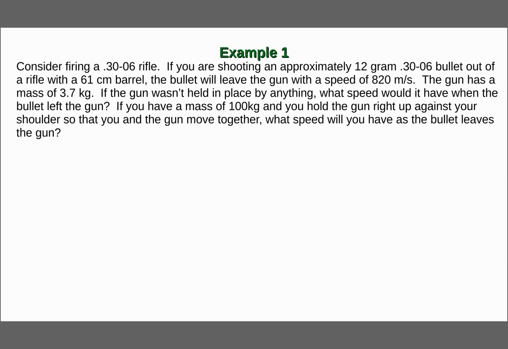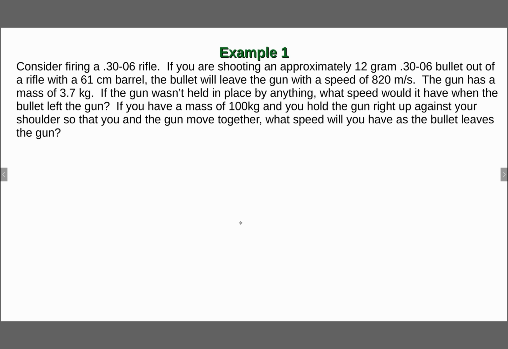Consider firing a 30-06 rifle. If you're shooting an approximately 12-gram 30-06 bullet out of a rifle with a 61-centimeter barrel, the bullet will leave the gun with a speed of 820 meters per second. The gun has a mass of 3.7 kilograms. If the gun wasn't held in place by anything, what speed would it have when the bullet left the gun? If you have a mass of 100 kilograms and you hold the gun right up against your shoulder so that you and the gun move together, what speed will you have as the bullet leaves the gun?